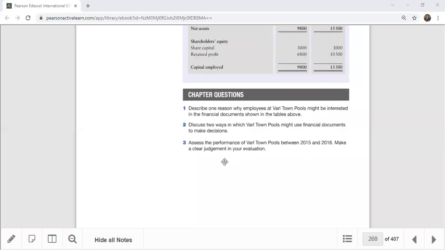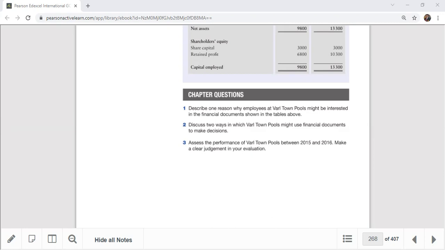Make clear judgment in your evaluation. So in this case, when you're asked to evaluate the performance, then you have to calculate the three ratios: gross profit margin, operating profit margin, and the ROCE. Right? We'll see how to actually answer these kinds of questions.